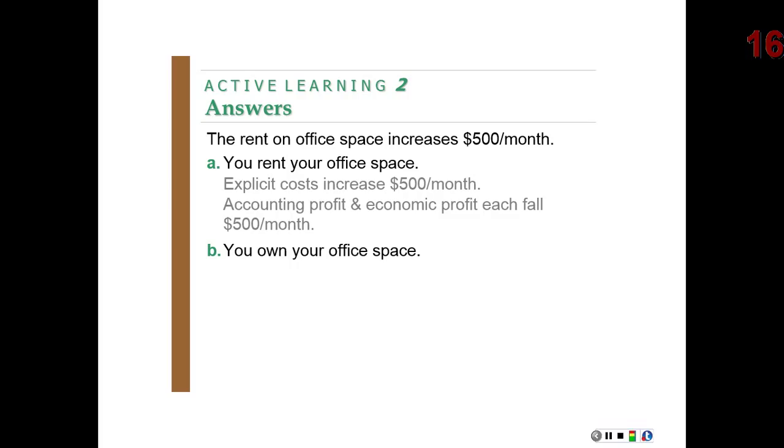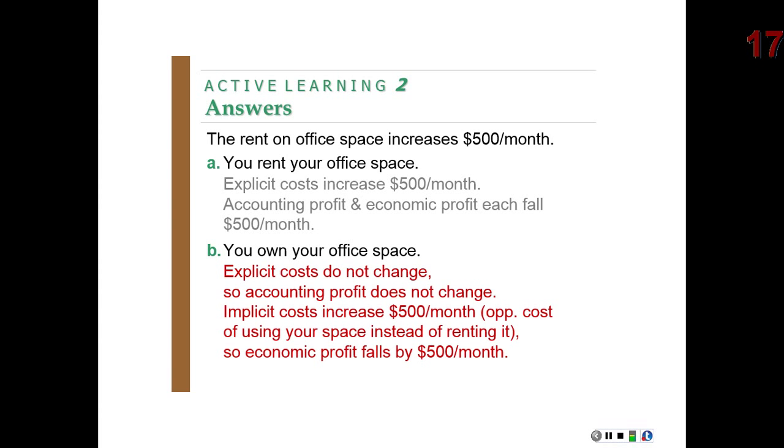But from the economics perspective, what about your implicit cost? What could you do with your office space if you weren't using it for your business? You yourself could rent it out to a different business, or just somebody else. And so the amount of money you could earn if you rented out your office space has just gone up by $500, which is another way of saying your implicit costs would go up by $500 in scenario B. Therefore, your economic profit would go down by $500. So again, in part B, explicit costs don't change, accounting profit doesn't change, but implicit costs would increase by $500, thus reducing economic profit by $500.